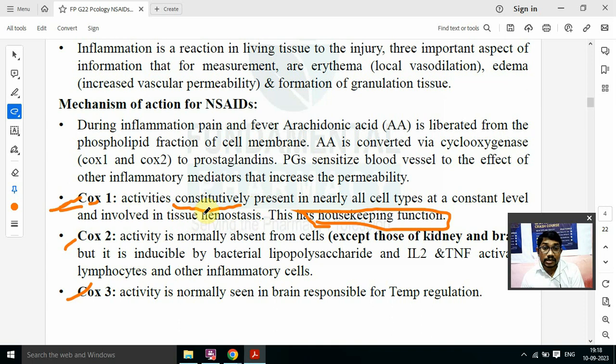So it is a constitutive enzyme and it is present in all tissue and it is involved in the tissue hemostasis. Tissue hemostasis मतलब क्या? जैसे hemostasis मतलब क्या? नॉर्मल रखना. अगर आपकी टिश्यू कोई इंजरी हो गया है तो उसको खराब हो गया है तो वो उसको निकाल देगा, वहां से रिपेयर करेगा. राइट? So COX1 has a housekeeping function. It is involved in the tissue hemostasis. It is a constitutive enzyme. ये 3 पॉइंट याद रखो, इसके ऊपर एक बार क्वेश्चन आ चुका है.